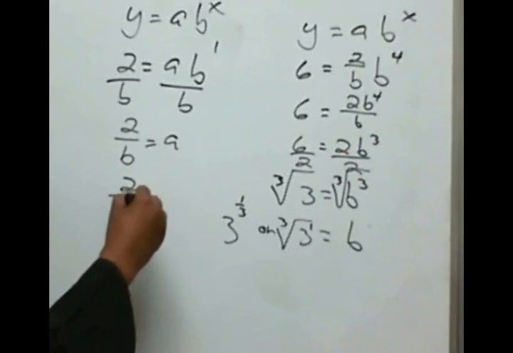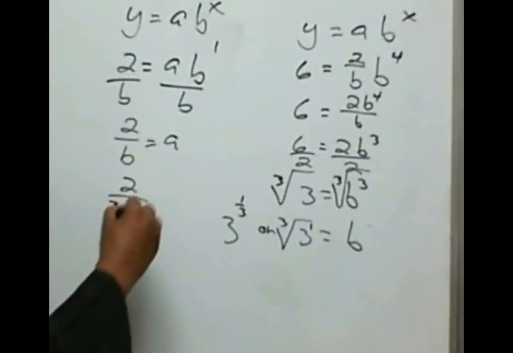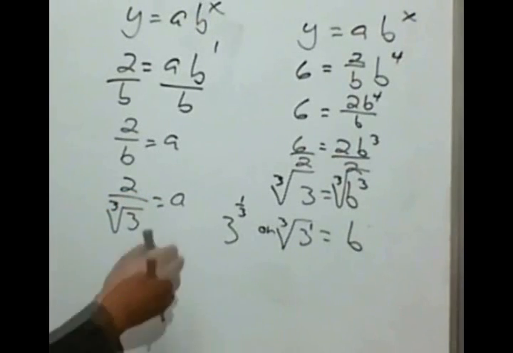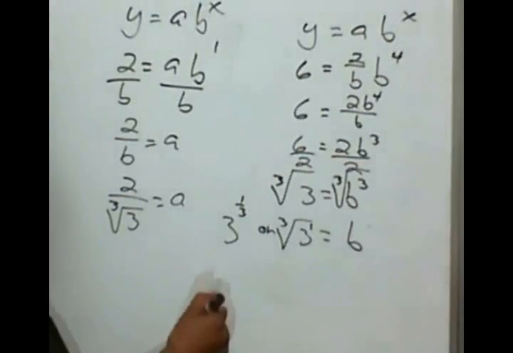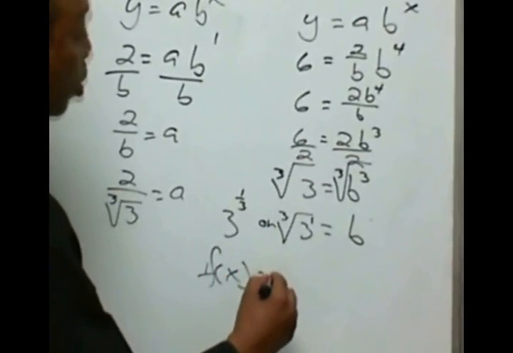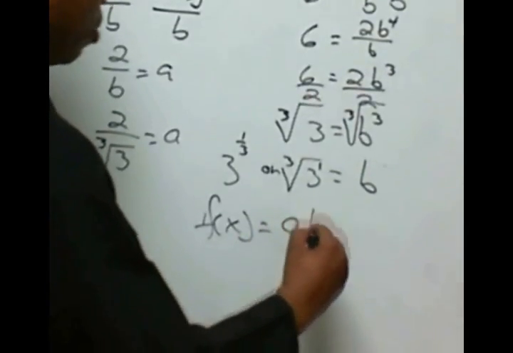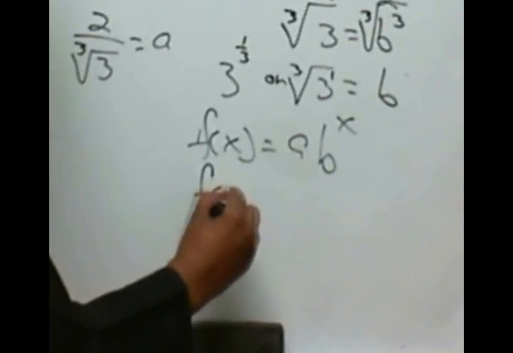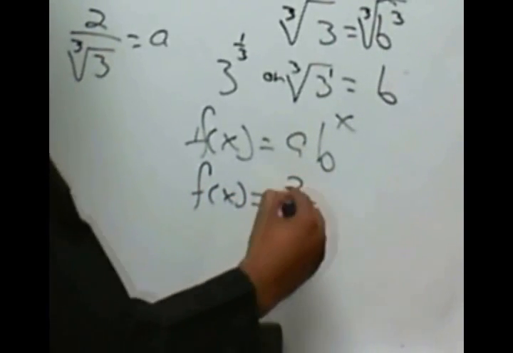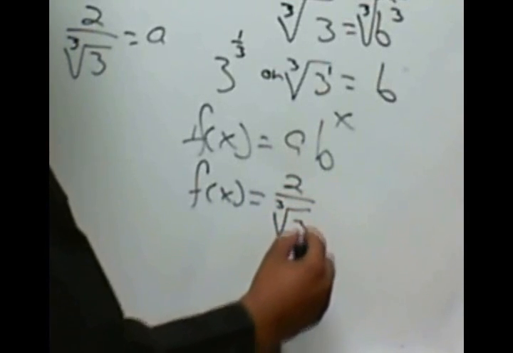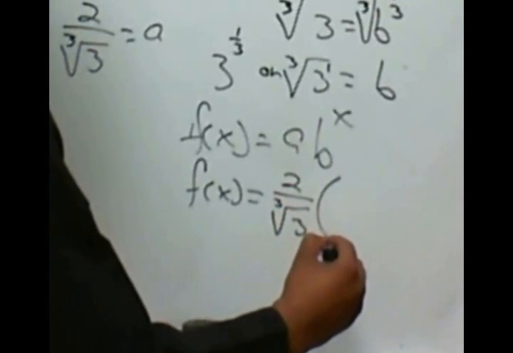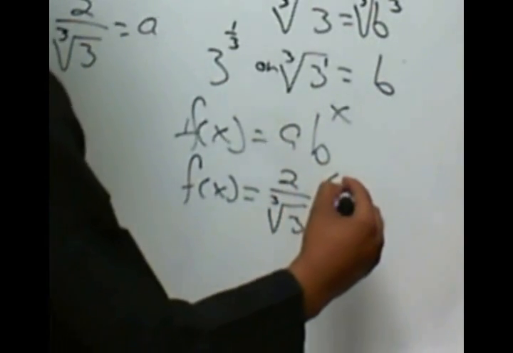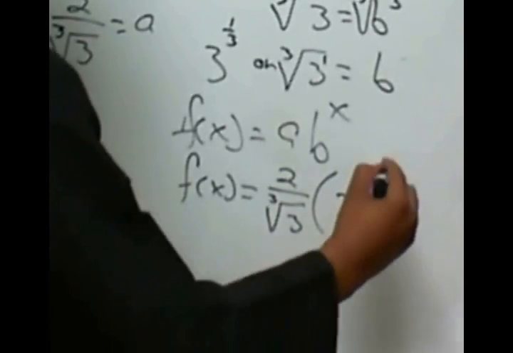We now have 2 all over the cube root of 3, and that's our a. So we have our a and our b. Let's go ahead and construct our model. F of x equals a b to the x, where a is 2 all over the cube root of 3, and b is 3 to the 1/3, all to the power of x.